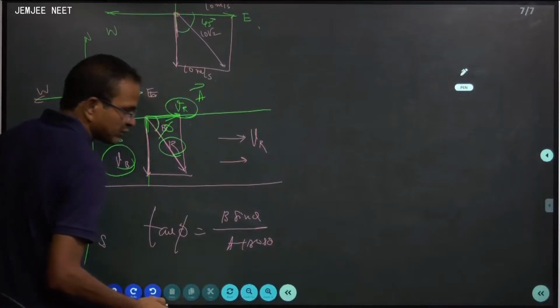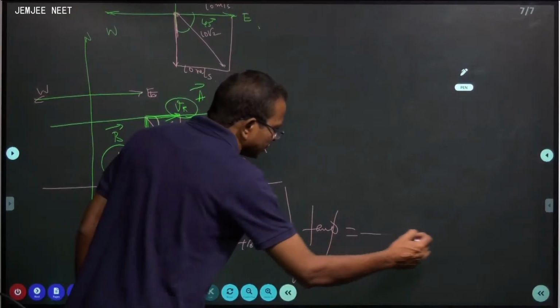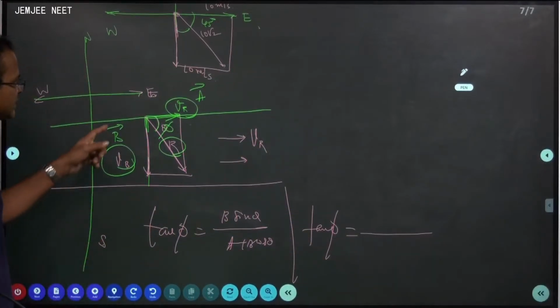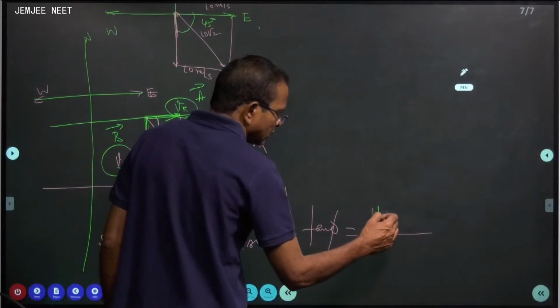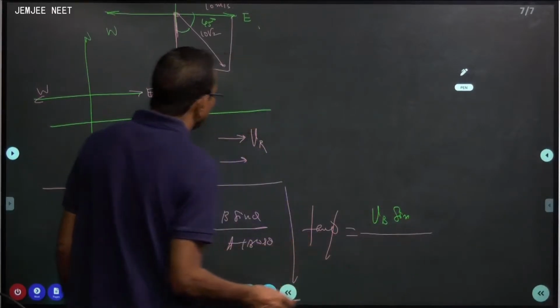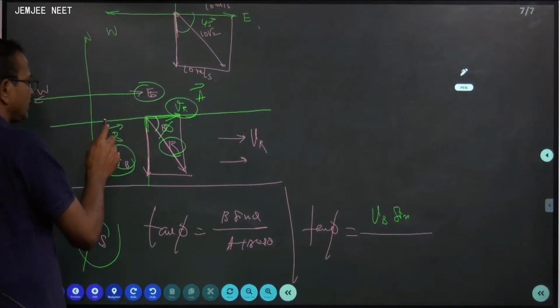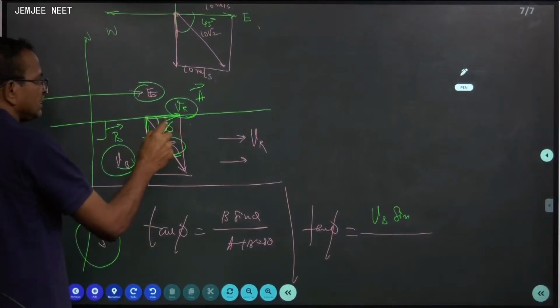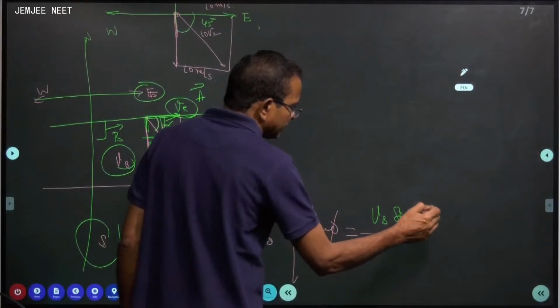Tan phi is equal to B sin theta. Who is B? Velocity of boat. What is the angle between east and south? That is theta, this whole angle is theta. How much? 90 degrees.